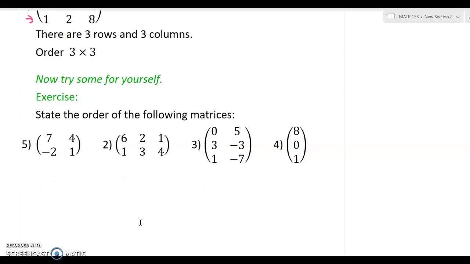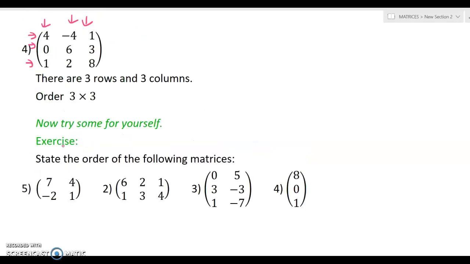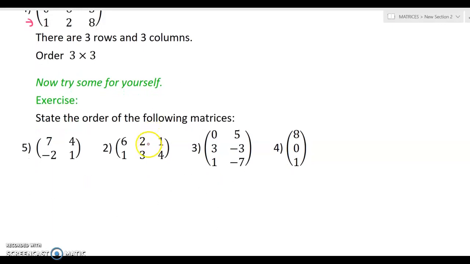Now, there are some here for you to try by yourself. Pause the video and try it. State the order of each matrix. So pause it, and when you're ready, just play it, right? Alright. I don't know why the numbering is off. The numbering is off, so it should be 5. This should be number 6, number 7, number 8. Sorry about that.